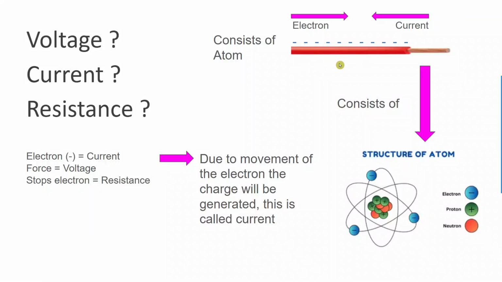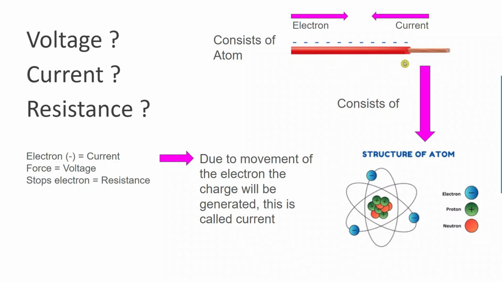As you can see, I am using one conducting wire. This wire can be aluminum or copper. In this wire, we don't know what the voltage, current and resistance are. So let's understand. This wire consists of a huge number of atoms. Now we'll understand what an atom is. One atom consists of electron, proton and neutron. So a huge number of atoms are available in this wire.